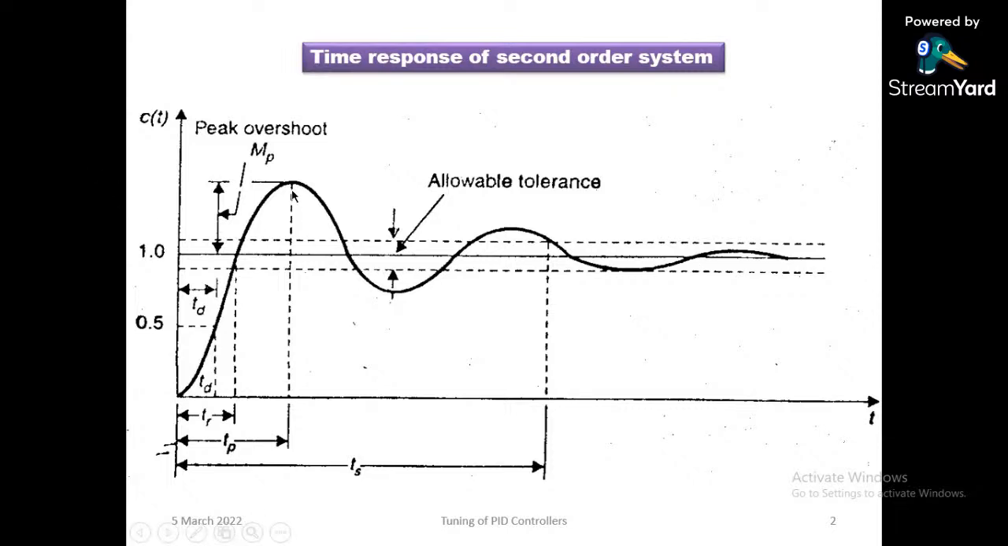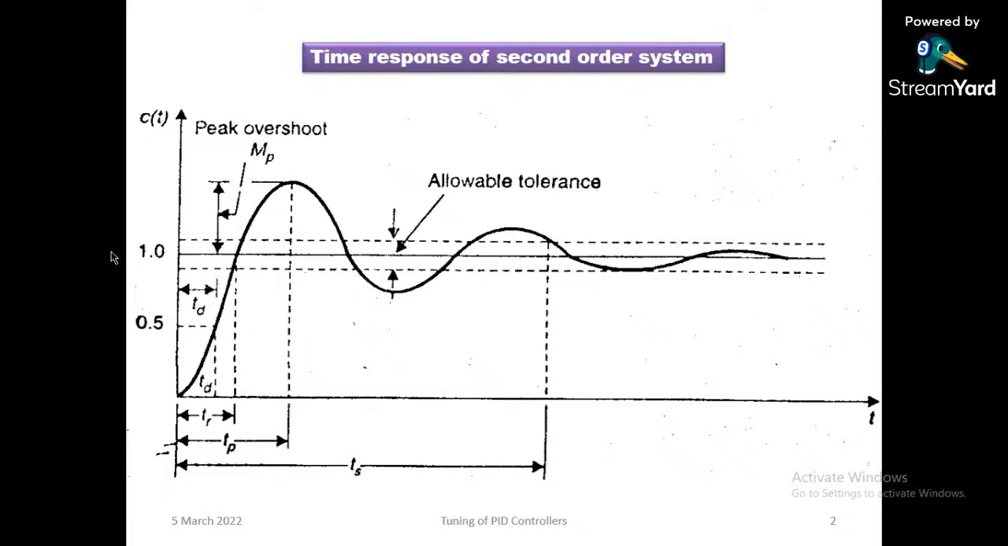Now the largest error between the reference input and the actual output: this dark black line is nothing but the actual output given by the system. This one unit step is the reference input. You can see here, this is the largest error between the reference input and the actual output. So that's why we call it peak overshoot, given by percent MP. The formula for that is e raised to minus pi zeta upon under root 1 minus zeta square.